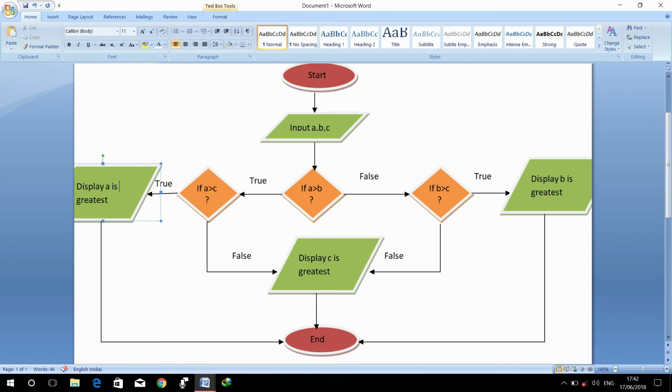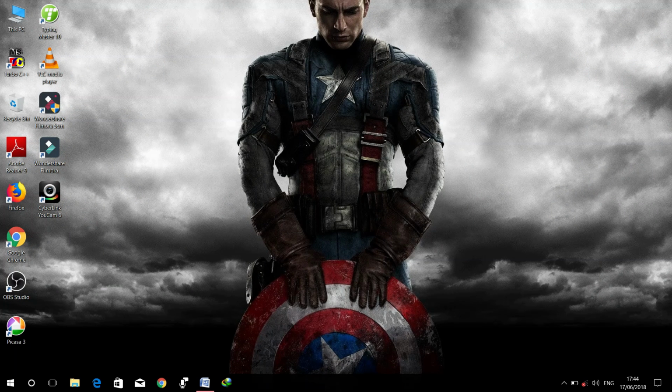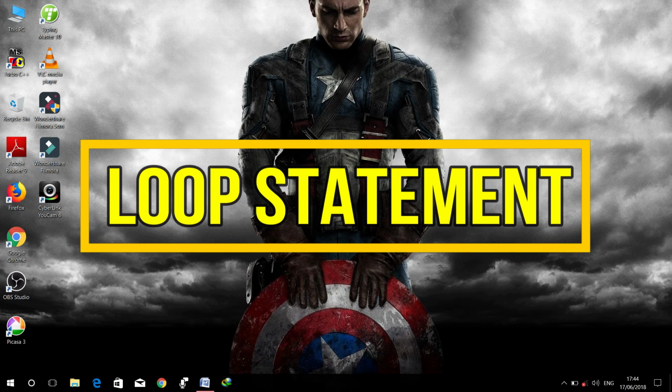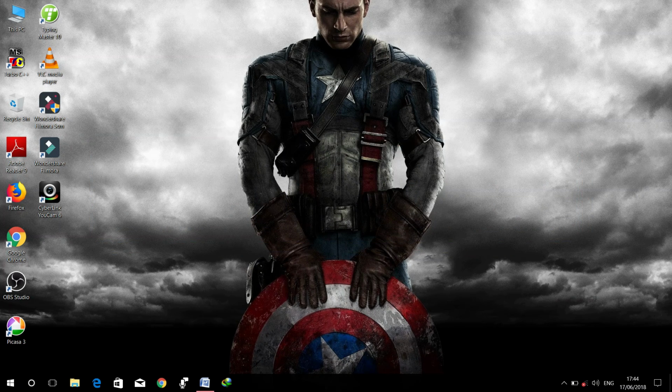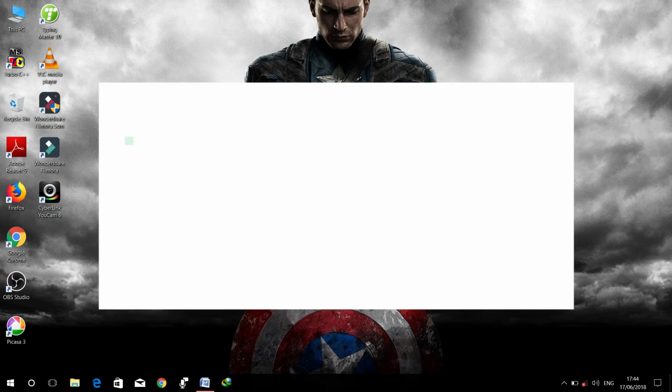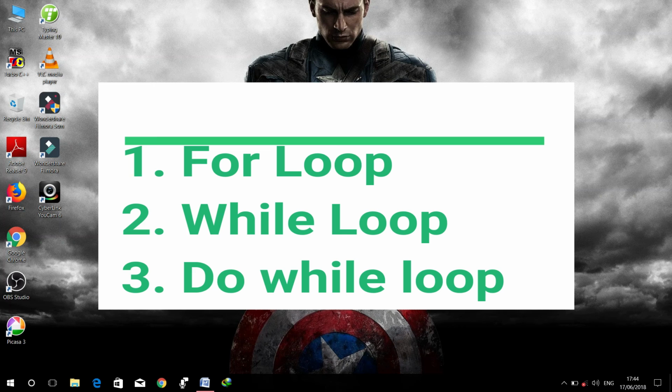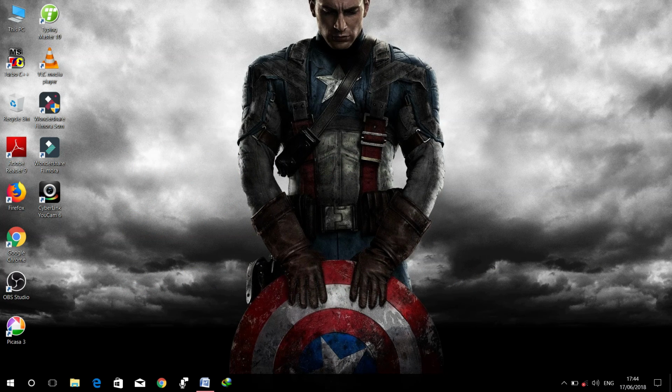Okay, so let's move on to our second problem. The second question is about the loop statement. So what is a loop statement? If you have to execute a single statement multiple times, then you have to use the loop statement. So we can say that execution of a single statement multiple times is known as looping. For looping purposes we have three loops: for loop, while loop, and do while loop. We can use any of the loops for our problem solving purposes.